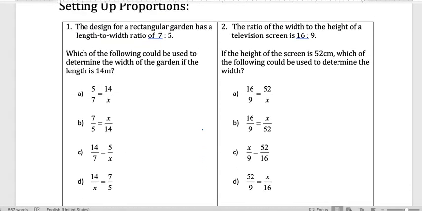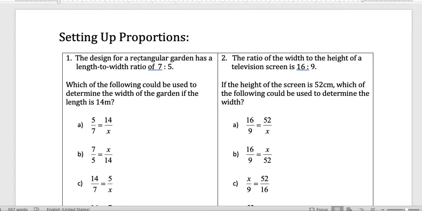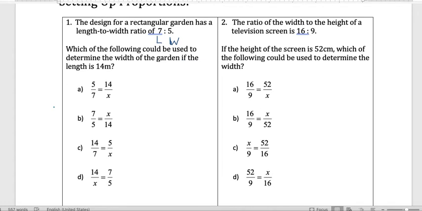So these questions are going to be for you guys to do. It says the design for a rectangular garden has a length to width ratio of 5 to 7. So because this is written as length to width, this 7 represents the length, this 5 represents the width. So which of the following could be used to determine if the width of the garden was 14 meters long? So we want to know, I'm going to write it down here, 7 to 5. We want to know when the width is 14, what is this unknown? So we keep all of the width together, all of the length together.